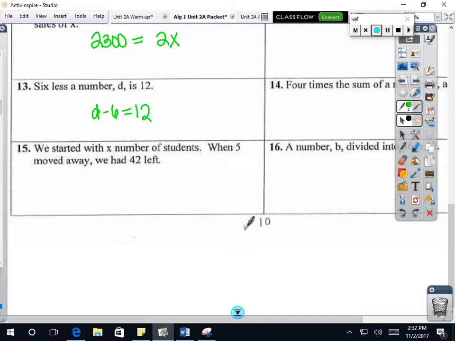Number 15. We started with X number of students. When 5 moved away, we had 42 left. Right. So, how many students were there at the beginning? 47. Okay, turn to page 11.